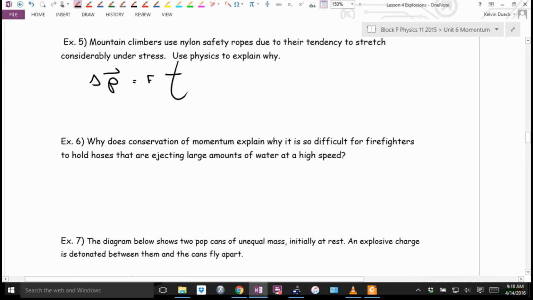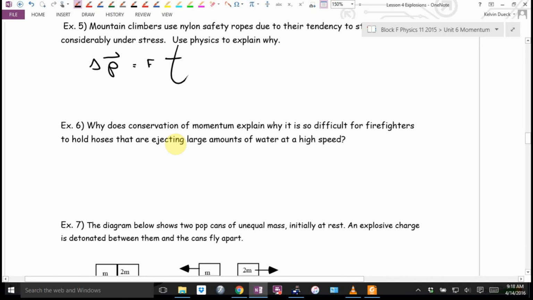Okay. Why does conservation of momentum explain why it's so difficult for firefighters to hold hoses that are ejecting large amounts of water at high speed? Before you turn the hose on, what's the momentum of the firefighter and the hose? What must the momentum be afterwards then? 0.